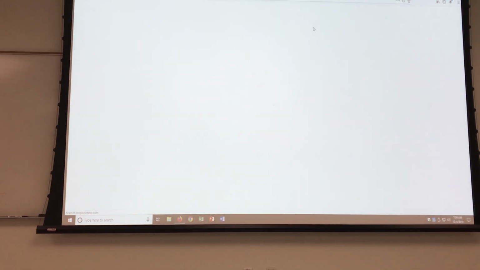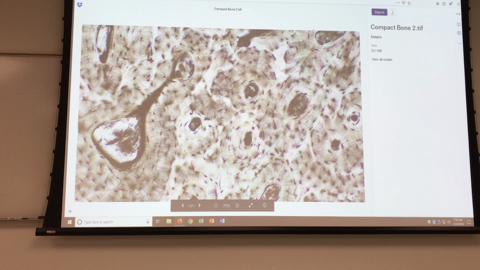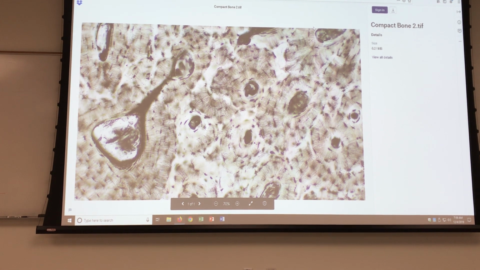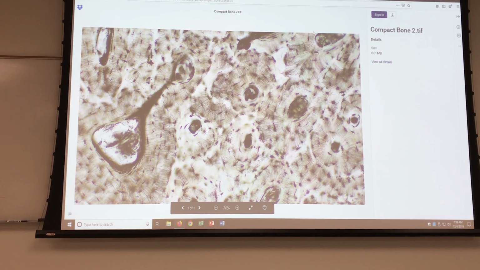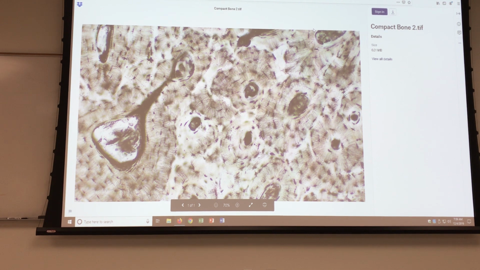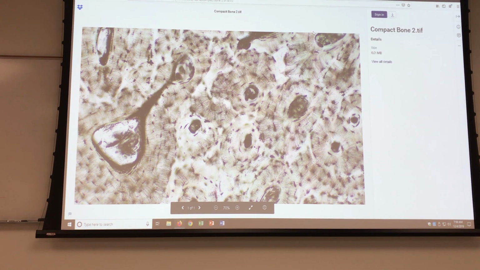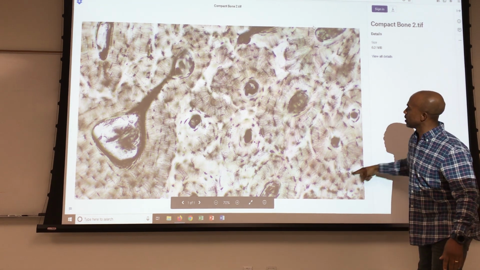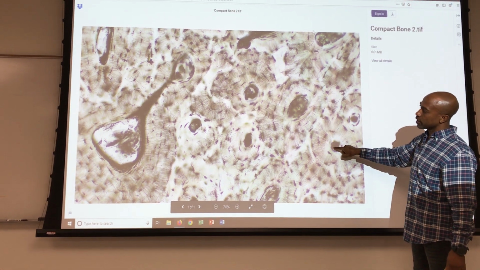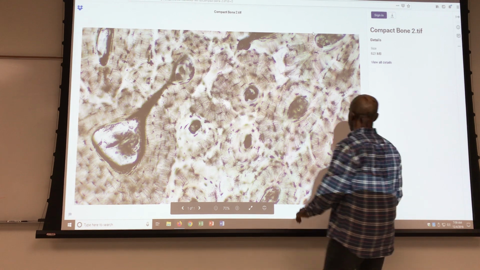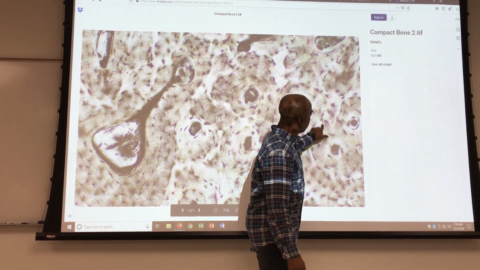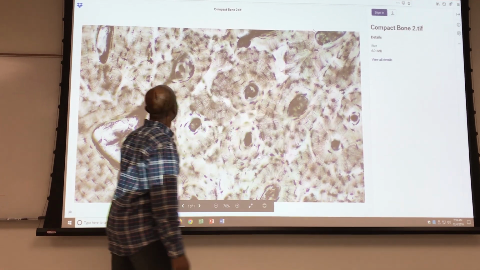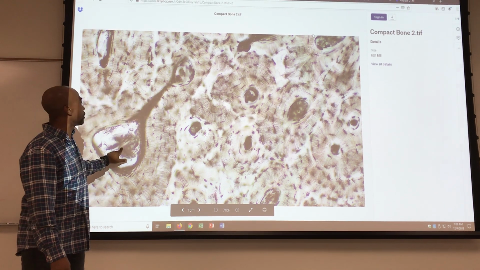This one you should know already, compact bone, right? This is not new to you, is it? No. Okay, so bone, what it looks like. Here is the osteon, here is the central canal. These are your canaliculi. This is a Volkmann's canal across from one osteon to another.